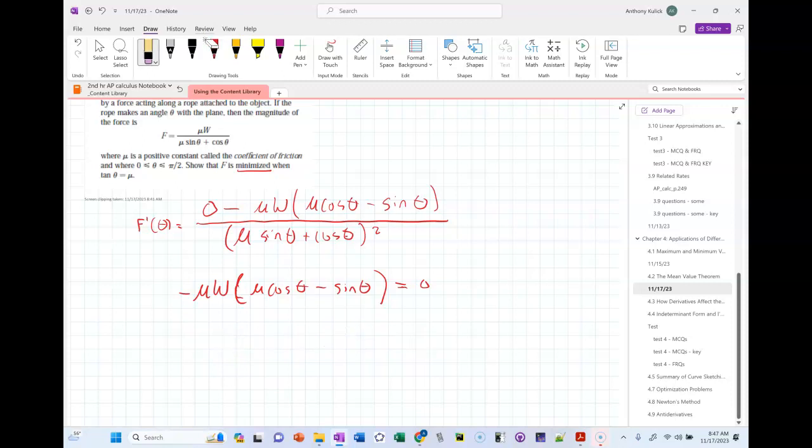Actually, let's not. Let's just apply the zero product property here. Since mu w is a constant, I can just ignore that, right? Then we'll just add the sine over and divide by cosine, which is tangent. And I think that's what we wanted, right?